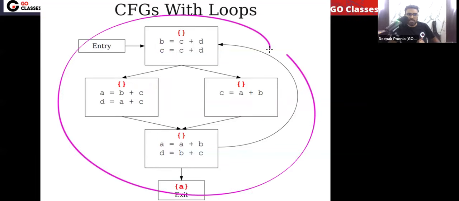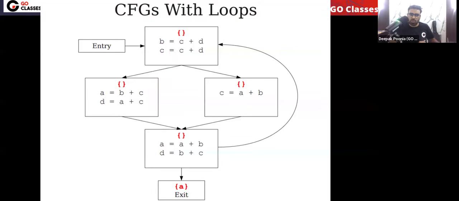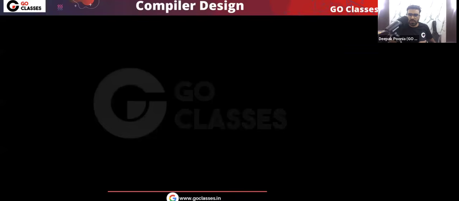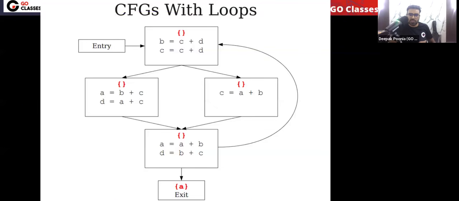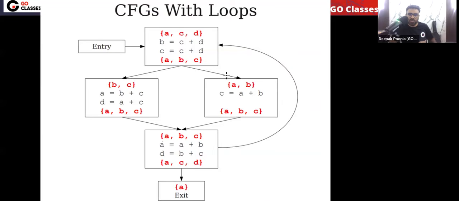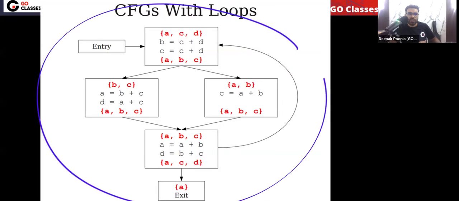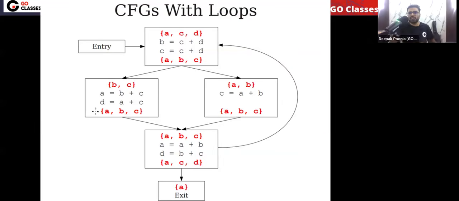First we do the first pass, then second pass, then third pass, and so on until no changes happen. When no changes happen, then you can stop. Okay, very simple. So you can see this was our previous example, and for this previous example, when you do the analysis, this will be your final answer. And this is the same answer that we got.